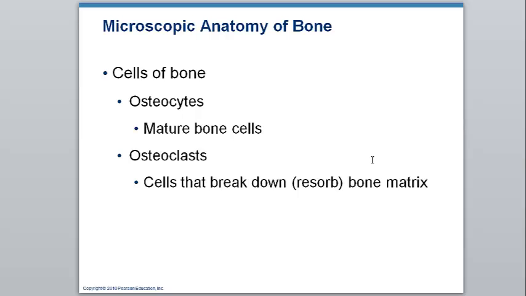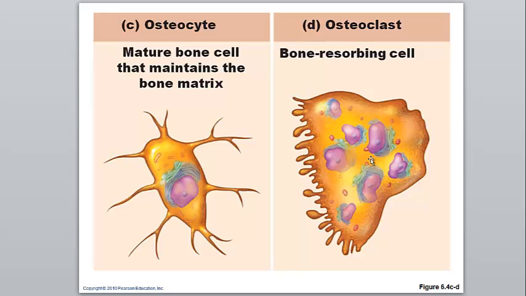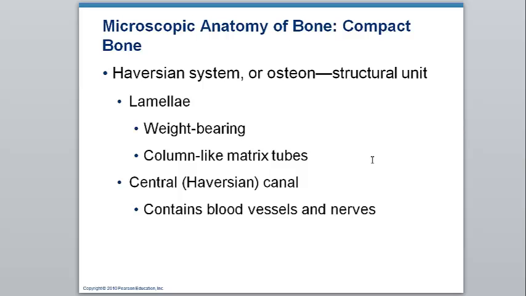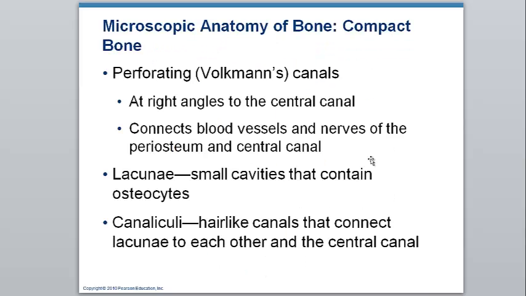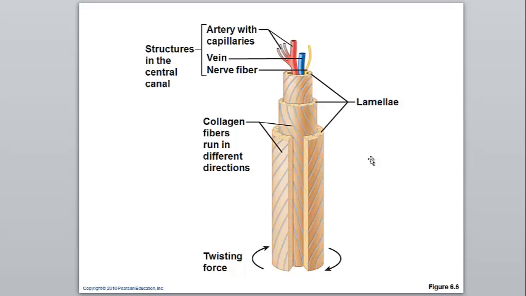That's why they end up getting osteoporosis, which we will talk about towards the end of the chapter. Here are the pictures of both the cells, osteocytes and osteoclasts. Now let's look at the microscopic anatomy of the bone itself.